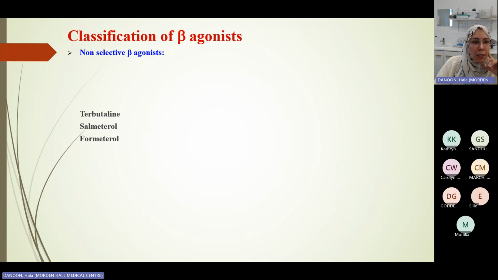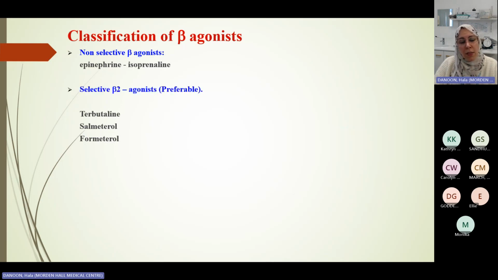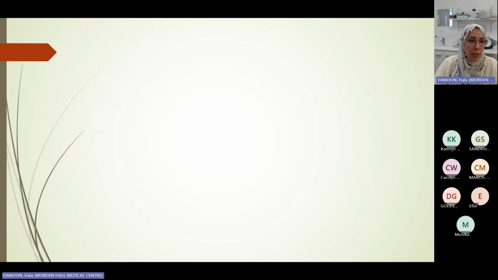There are non-selective beta agonists like epinephrine and isoprenaline. Now, we don't like non-selective drugs when we talk about medication in the world of medicine and pharmacology. The reason is when something is non-selective, the possibility of having side effects is very, very high. The selective ones, as we said, are terbutaline, salmeterol and formoterol. These are the ones that work on the receptors in the lung. Salbutamol is the short-acting, and so is the terbutaline.